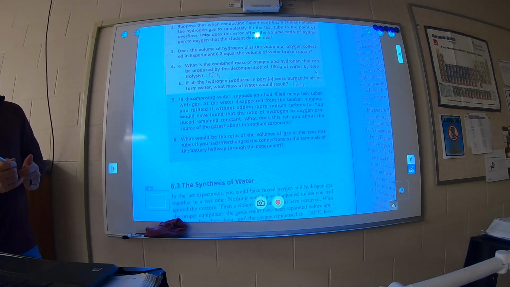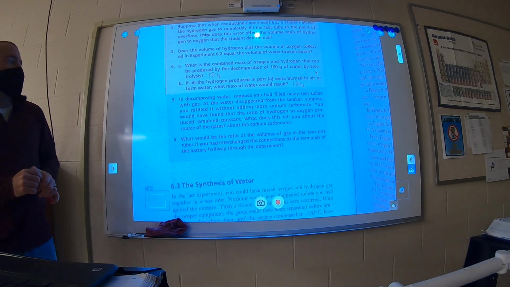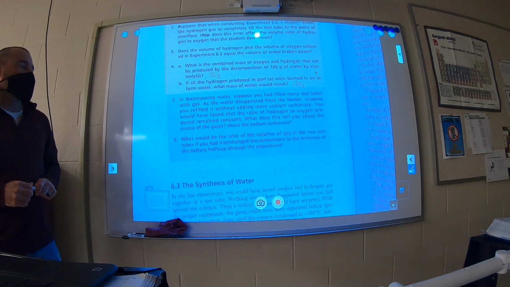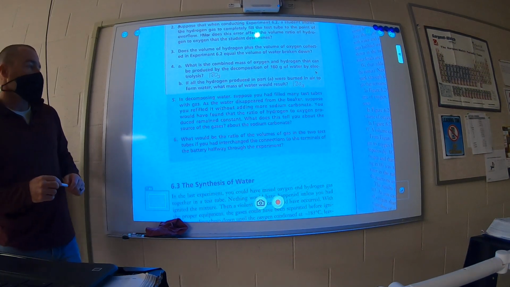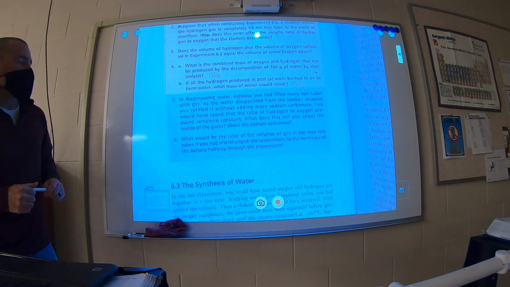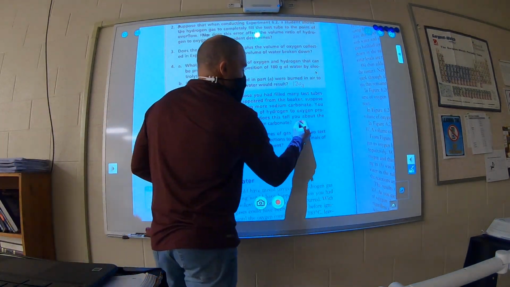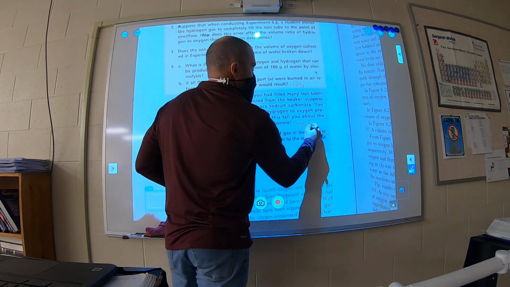Number 5, in decomposing water, suppose you'd filled many test tubes with gas. As the water disappeared from the beaker, suppose you refilled it without adding more sodium carbonate. You would have found that the ratio of hydrogen to oxygen produced remains constant. What does this tell you about the source of the gas? I'm going to write this in 2 parts. The source of the gas had to be the H2O.